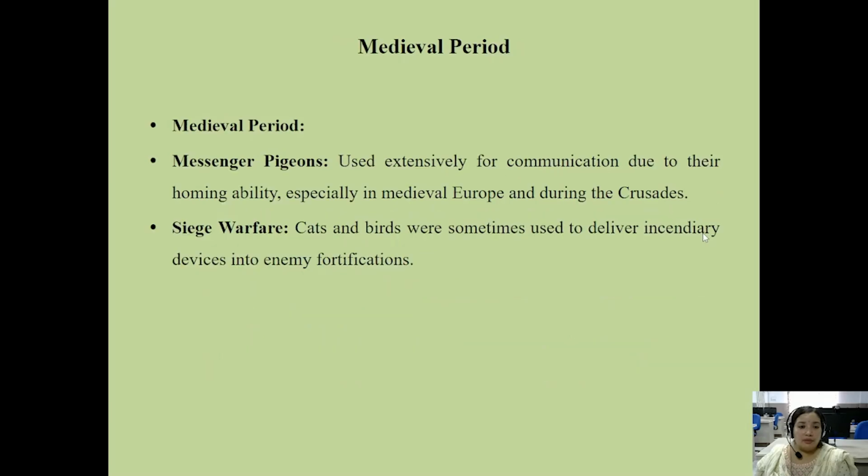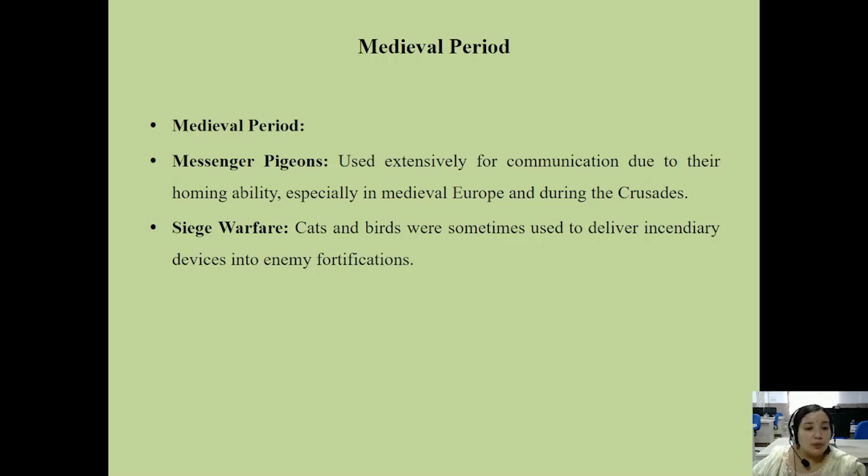Then during the medieval period, messenger pigeons were used extensively for communication due to their homing ability, especially in medieval Europe and during the Crusades. In siege warfare, kites and birds were sometimes used to deliver incendiary devices into enemy fortifications.